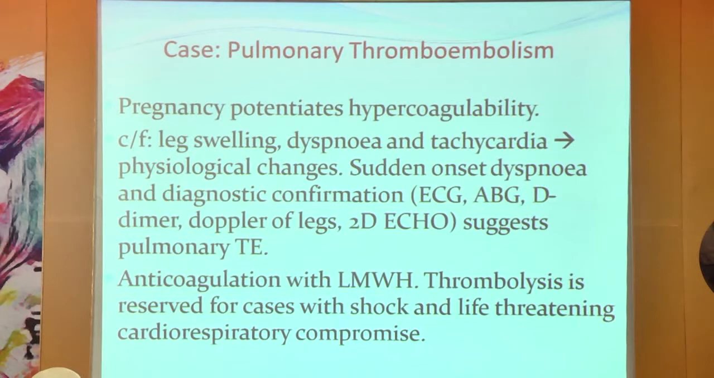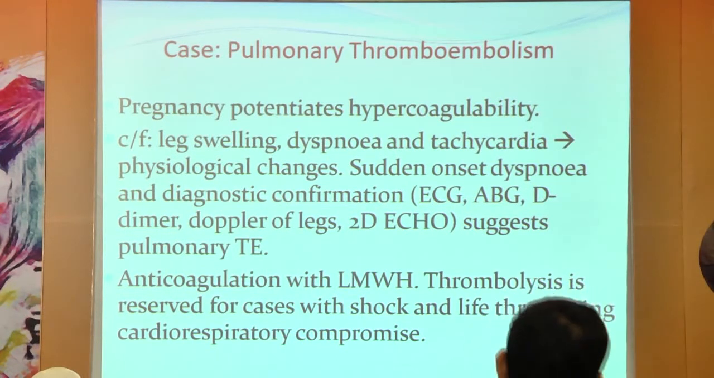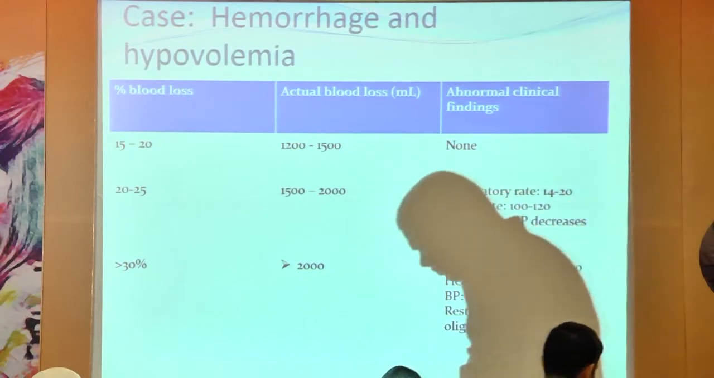So for example, pregnancy, as I've been telling, potentiates hypercoagulability, and when a patient comes with leg swelling, dyspnea, and tachycardia, it could be due to pulmonary thromboembolism also. We may think it is a physiological change, but there is sudden onset of dyspnea in pulmonary thromboembolism, and diagnostic confirmation can be done by the specific test for PTE. And you can start anticoagulation with low molecular weight heparin, and thrombolysis is reserved for cases with shock and life-threatening cardiorespiratory compromise.